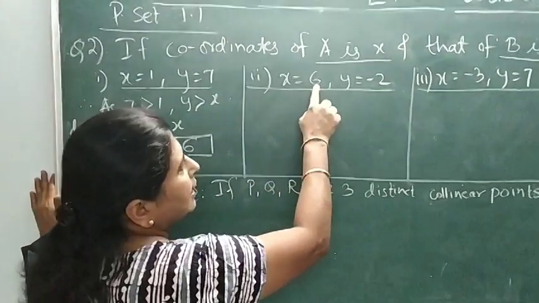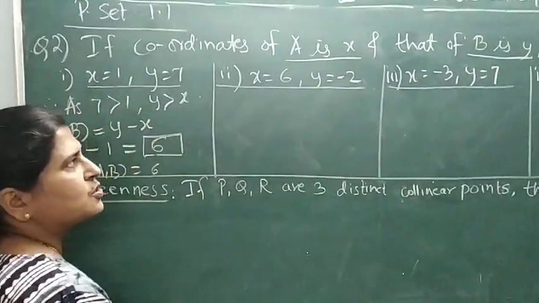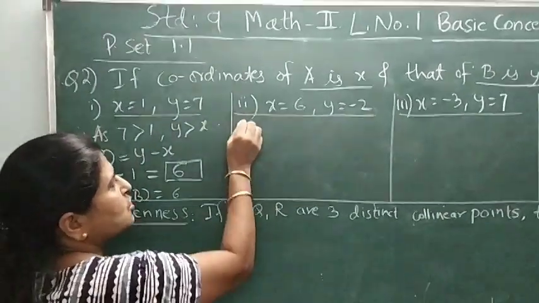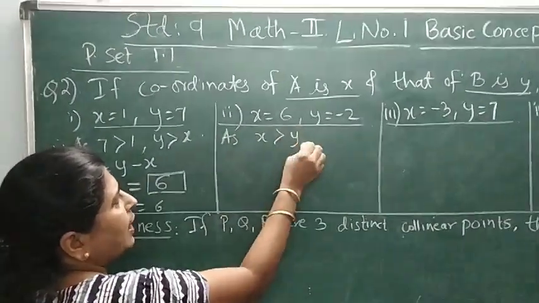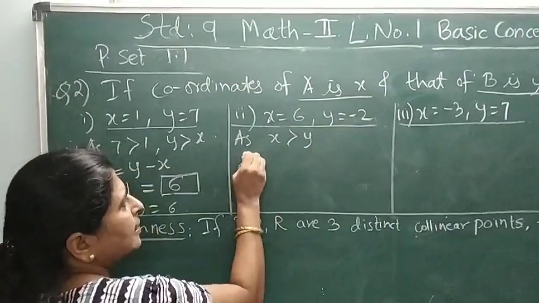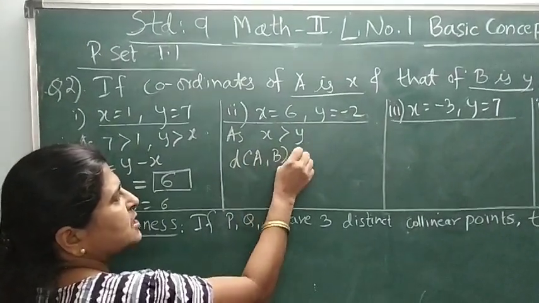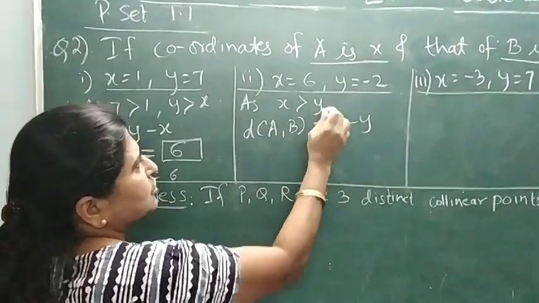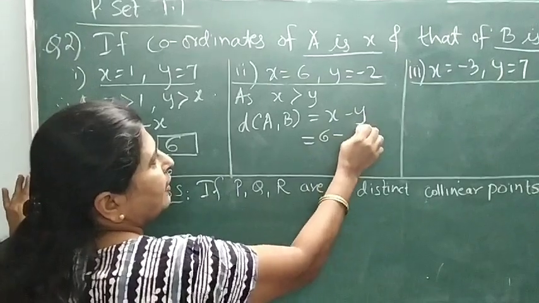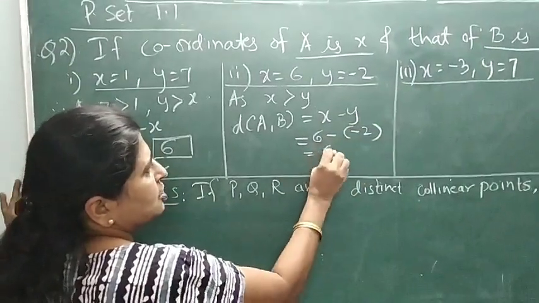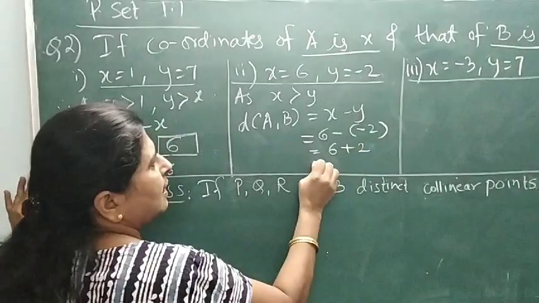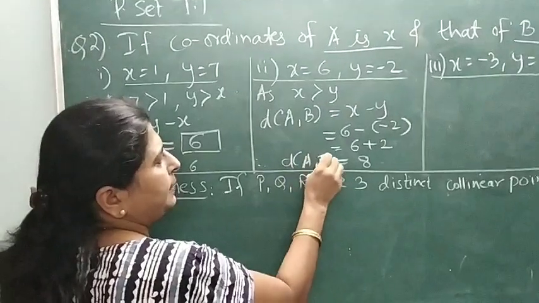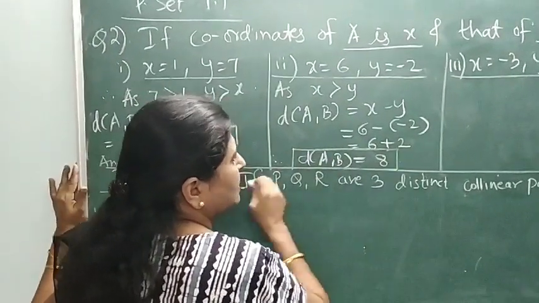Okay. Now here x is 6 and y is minus 2. One positive and one negative. Surely the positive is going to be bigger than the negative. So here you can write x is bigger than y, so 6 is bigger than minus 2. Therefore the distance between points A and B is the bigger coordinate x minus the smaller coordinate y. So this is 6 minus y, and the value of y is minus 2. So 6 minus minus will become plus, and this answer is going to be 8. Therefore the distance between A and B is 8. This is your answer statement.